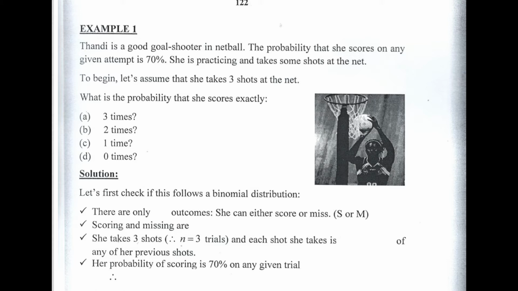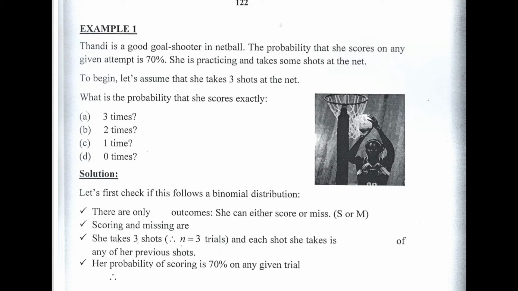So Thandi's practicing and takes some shots at the net. We're going to look at if she takes 3 shots at the net. Now let's think according to your random variables. Over 3 shots, she's got 4 possibilities. Either she's going to get no shots on goal, or 1 shot on goal, or 2 out of the 3 shots on goal. Excuse the hadedas, I think they scream because they're afraid of heights. Or she'll score all 3. So it's either 0, 1, 2, or 3.